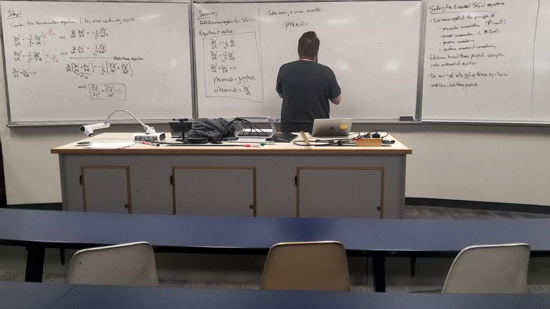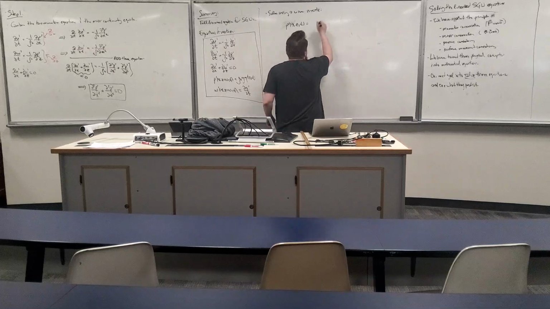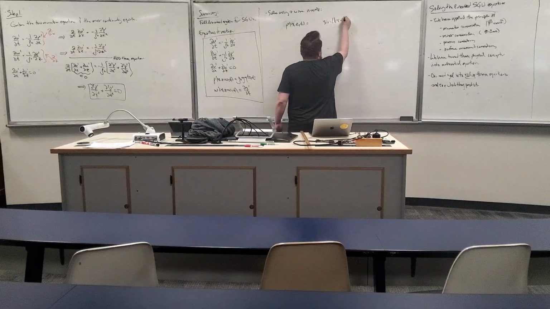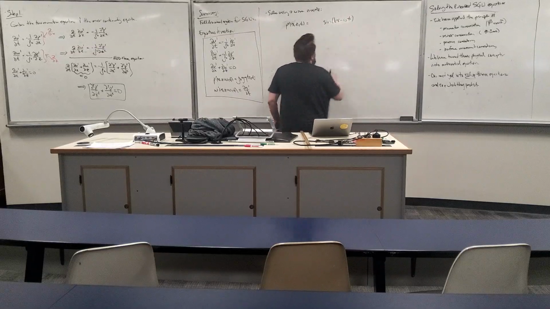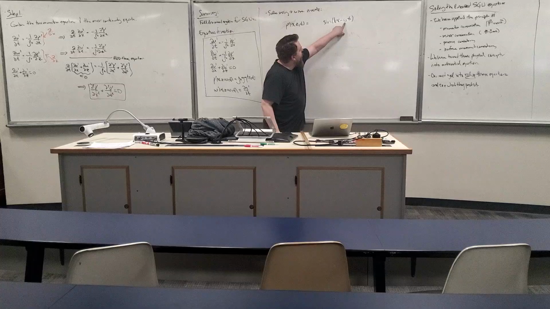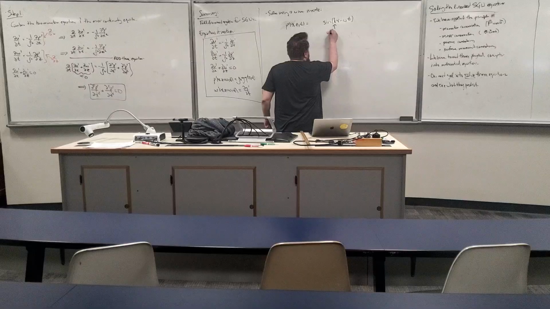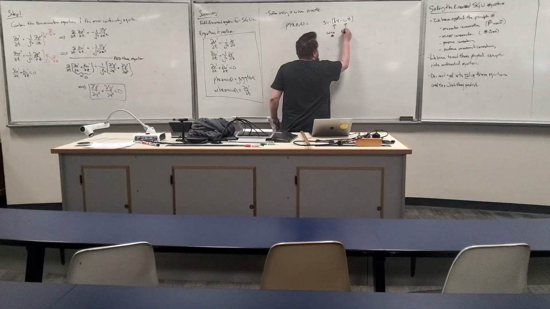Is equal to sine of kx minus omega t. This omega is different from W. So this is the angular frequency of the wave, and that's the wave number. So we have the wave number, the angular frequency.